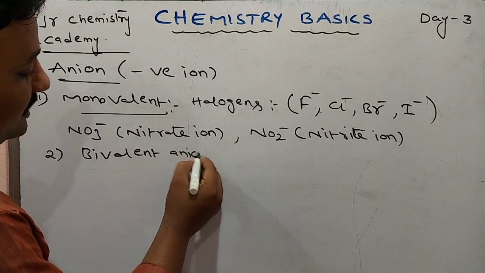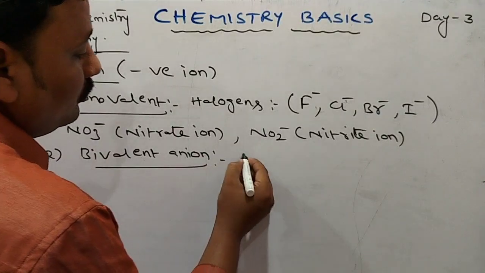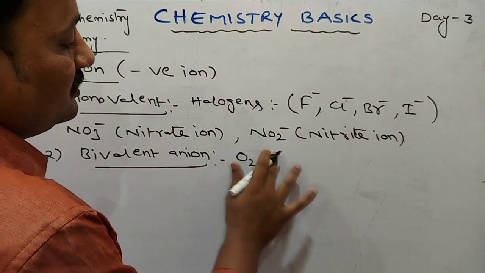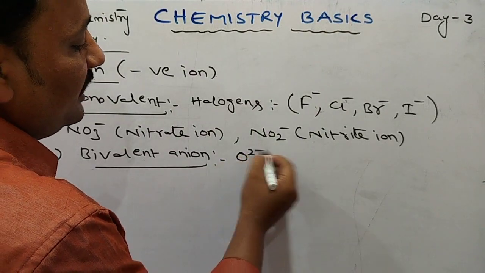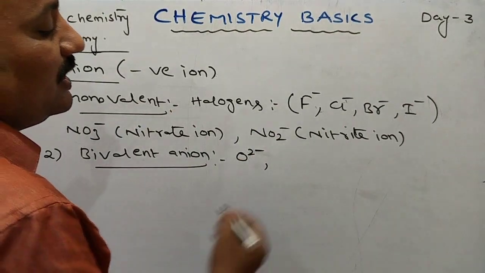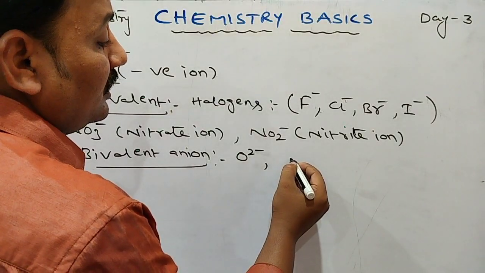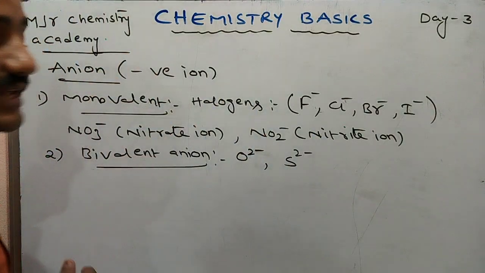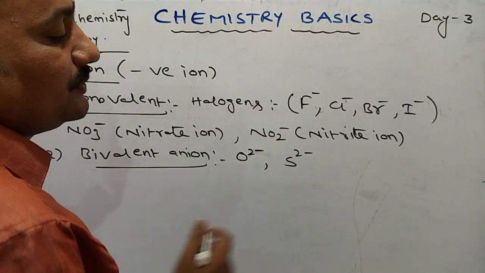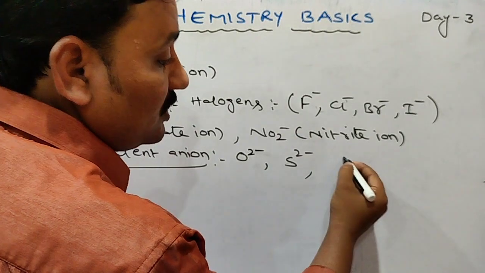Bivalent anion. Example: O2 minus, from the 6th group elements, or oxygen 2 minus. Oxygen gains 2 electrons to get stability. And S2 minus, the sulfide ion. Oxide ions, sulfide ions, and some other elements also there.